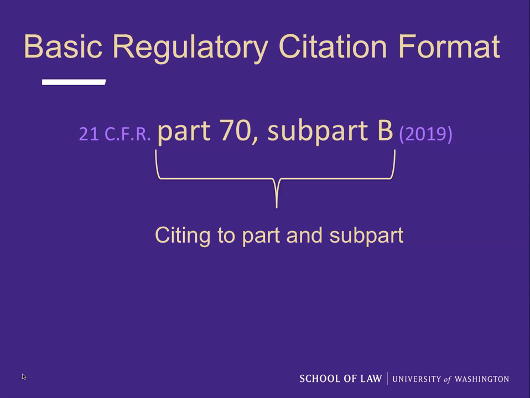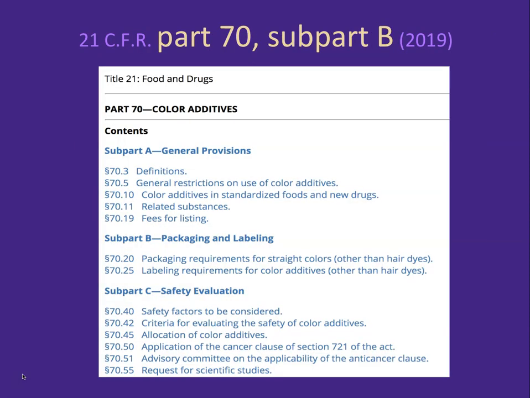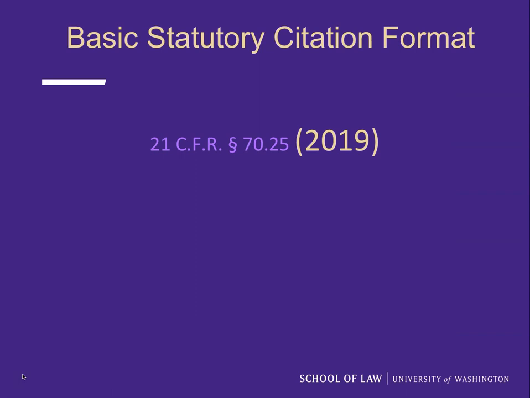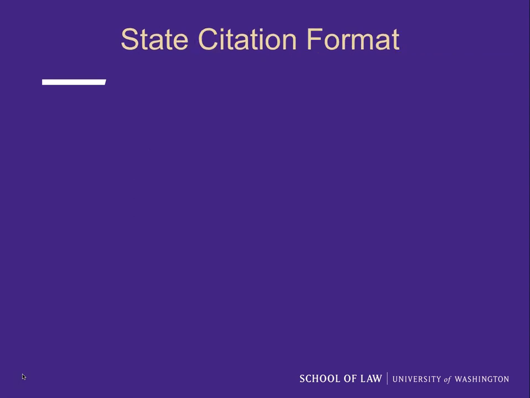Sometimes you will see citations to a particular part and subpart, like this citation to Part 70 and Subpart B of Title 21. Citing to the part and/or subpart directs the reader to all of the sections included in that part or subpart, rather than one particular section. Here the citation refers to Part 70 of Title 21, which deals with color additives, and then Subpart B, which addresses packaging and labeling of those additives. The final number placed in parentheses directly after the section number is the year of the CFR you are citing.